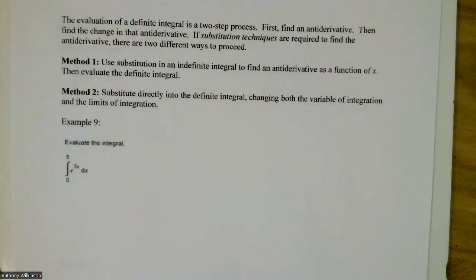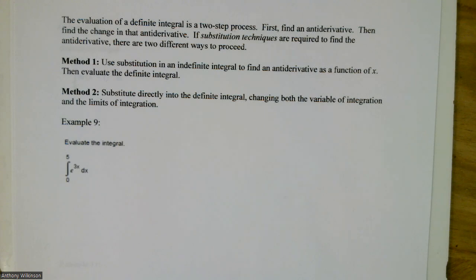We'll move on here. The evaluation of a definite integral is a two-step process. First, find an antiderivative. Then, find the change in that antiderivative. If substitution techniques are required to find the antiderivative, there are two different ways to proceed. So the first method here is to use substitution in an indefinite integral to find the antiderivative as a function of x, and then evaluate the definite integral.